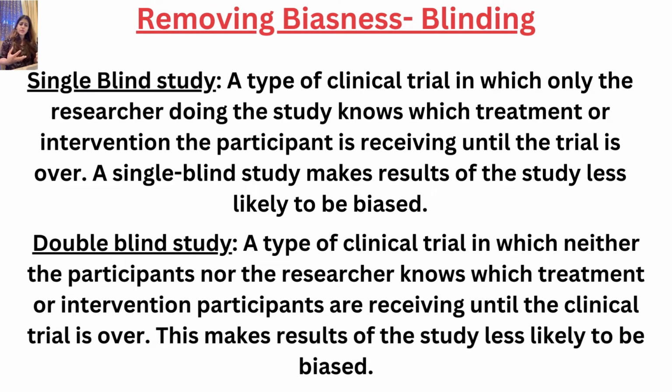Or if it's an observational study, if I'm observing the participant, I don't know what exactly I'm observing here, but I just need to make notes of it. So neither the researcher knows nor the participant. Only after the study gets over, we get to know what the study was really about. So in double blind and single blind studies, we are able to remove any kind of bias which can act as an extraneous variable.